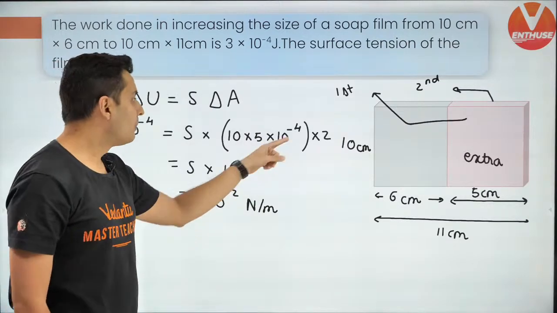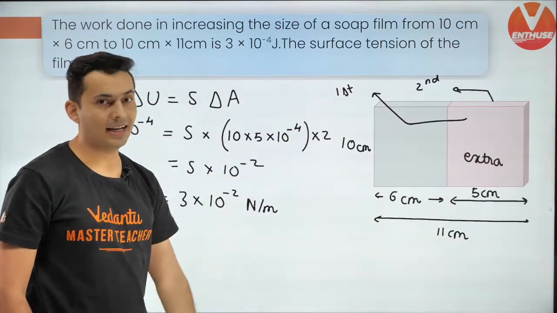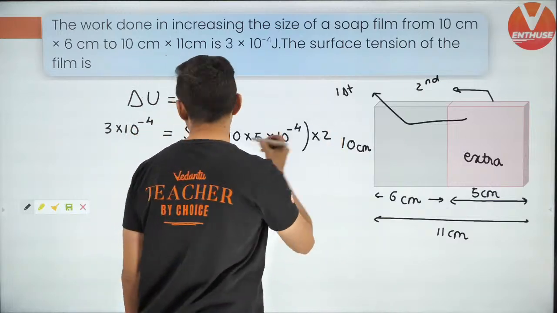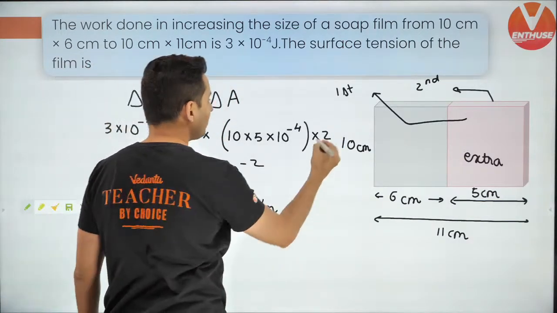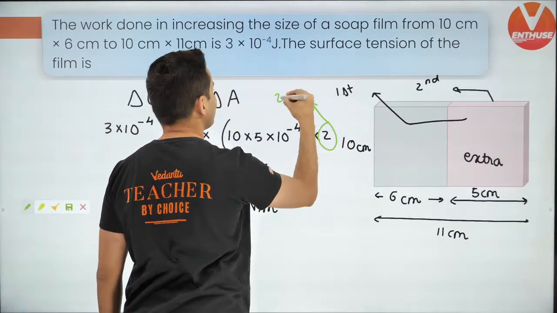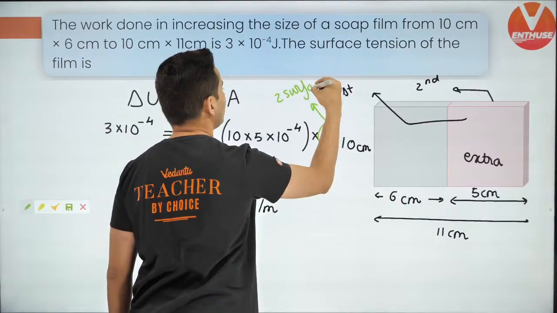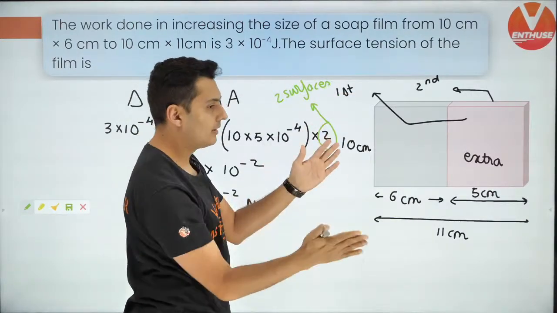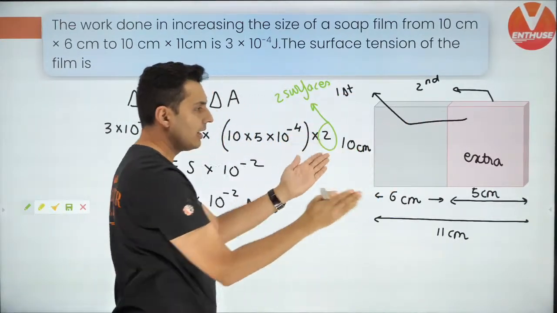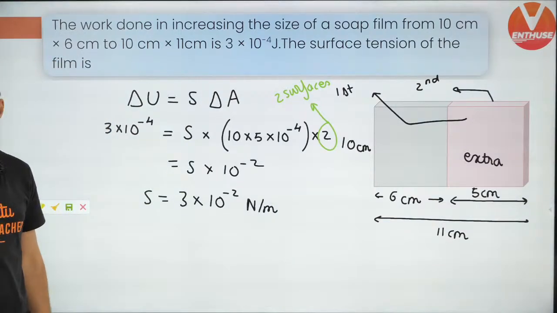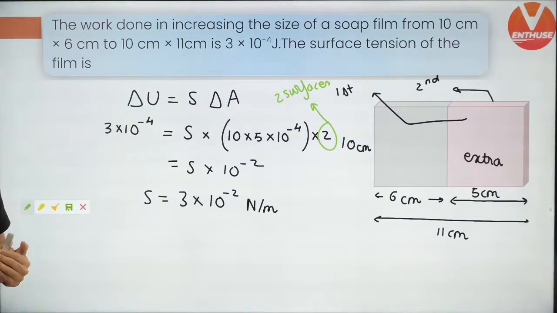Bhargav, if you have missed that 2, then you will get a different answer. Do not forget that this 2 is because there are two surfaces. There are two surfaces. Be careful about it. One in the front, one behind. This film has two surfaces, exposed surfaces. I hope this is clear. All right. Cool. Let's get going to the next part.